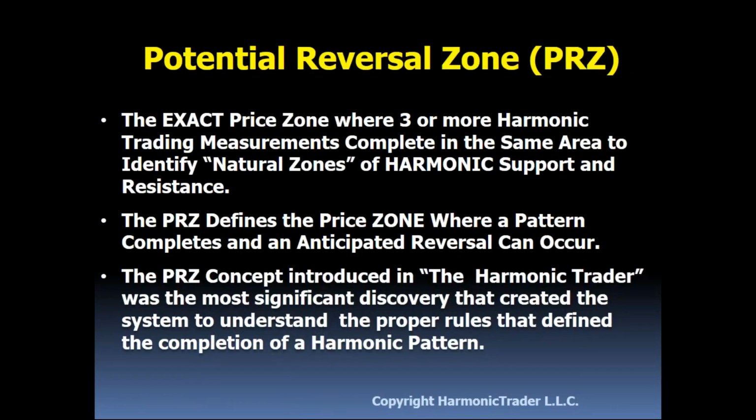Now these measurements define what I have created and called the potential reversal zone. It's the exact price zone where 3 or more harmonic trading measurements complete in the same area to identify natural zones of harmonic support and resistance. The PRZ defines the price zone where a pattern completes and an anticipated reversal can occur. The PRZ concept was introduced in my first book, The Harmonic Trader, way back in 1998. But this was the most significant discovery for me to help me create the system to understand the proper rules that defined the true completion of a harmonic pattern.